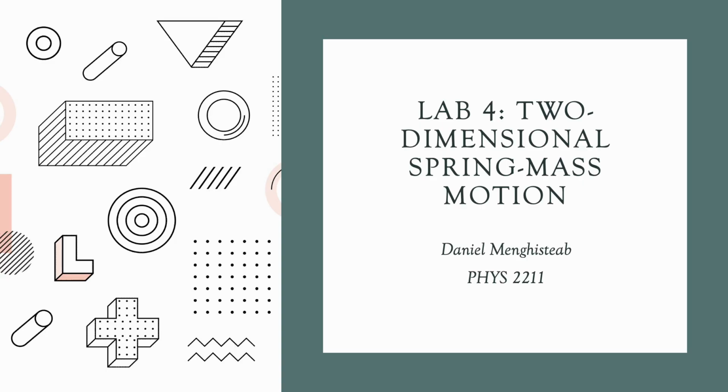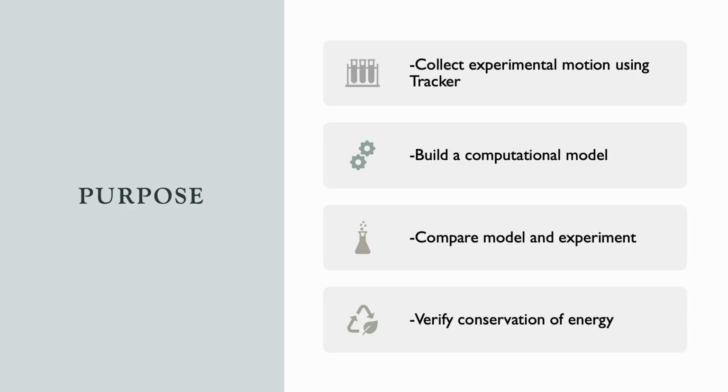In this lab, I use Tracker video analysis and a VPython computational model to study the motion of a mass attached to a spring. My goal was to compare the experimental motion with the simulated motion and evaluate how accurately the model represents the real system. In this slide, we have our purpose, which was to collect experimental motion using Tracker, build a computational model, compare model and experiment, and verify the principle of conservation of energy.